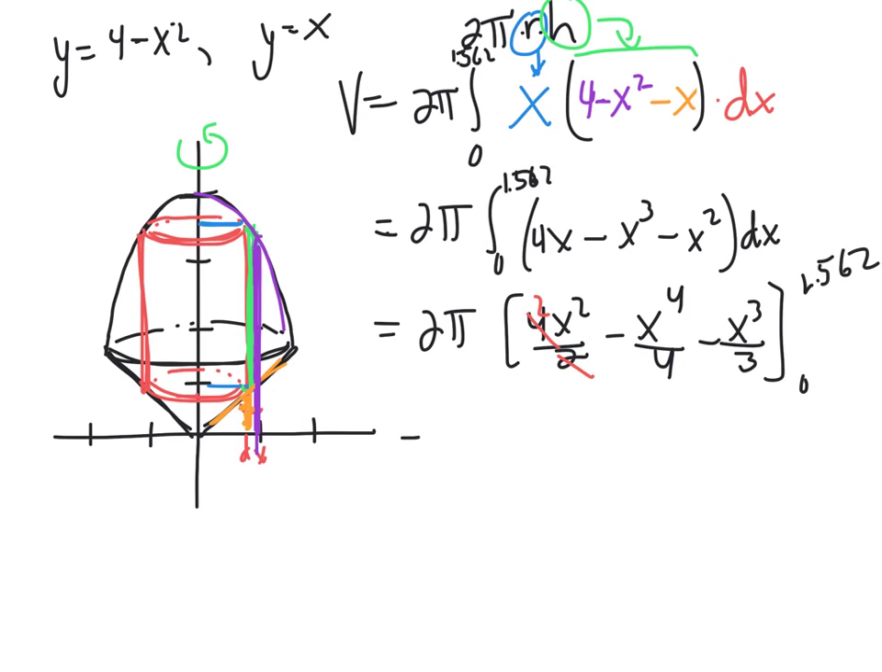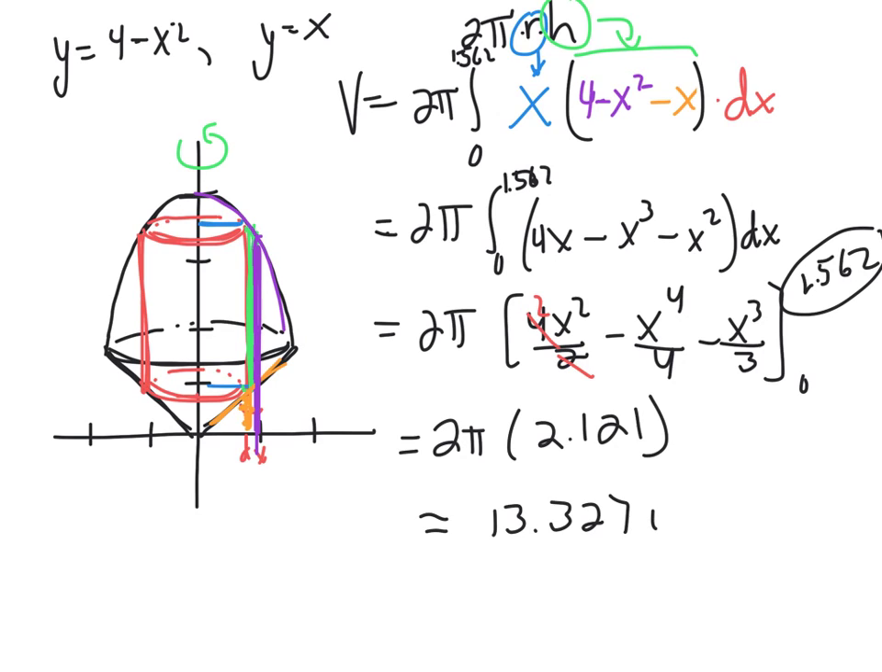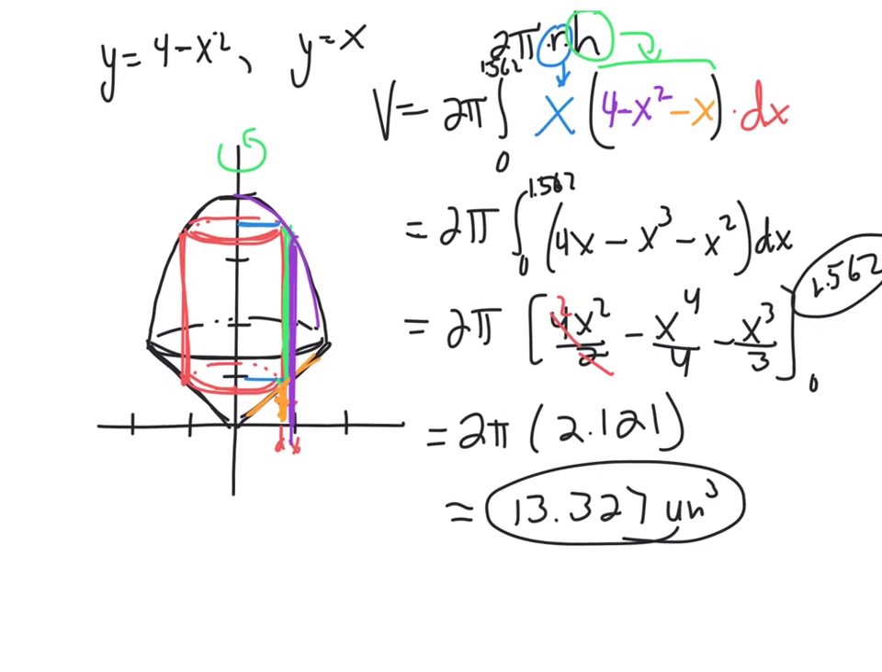So again, now would be a good time to grab your calculator. Go ahead and plug in the 1.562 for all of those x's. We're not going to have to do anything with the 0 because that cancels out. So I've got 2 pi times 2.121, which is what I got when I put in 1.562, equaling approximately 13.327 cubic units. Take a look at that answer, compare that to our first answer, and you should notice that, indeed, we did get the same answer.